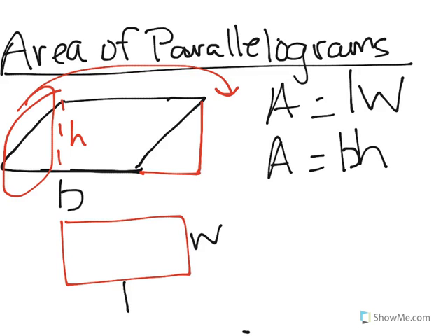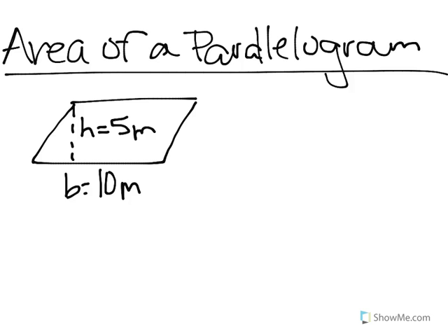Now let's try a problem. Okay, we have a problem. It gives us our base and it gives us a height of a parallelogram. We just need to write down our formula, substitute our numbers inside the formula for the variables, and solve. Okay, so we get area is equal to base times height. We don't know the area, but that's what we're looking for.